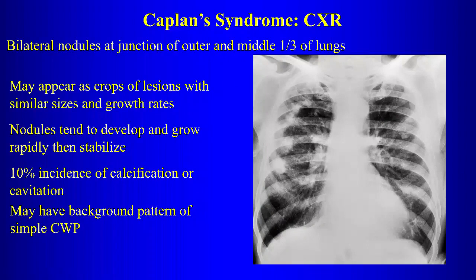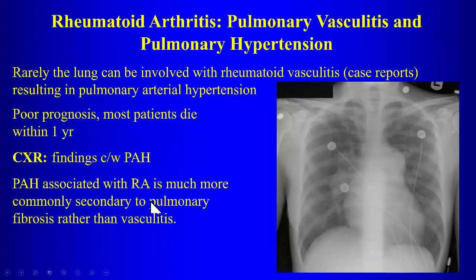So that's Kaplan syndrome. They may occur as crops of lesions. They may grow. They might be associated with calcification or cavitation. And some of these patients might have a background pattern of silicosis or coal workers' pneumoconiosis. But to call it Kaplan syndrome, you need that history of working in coal mines.